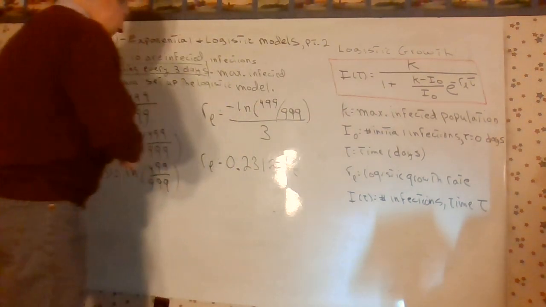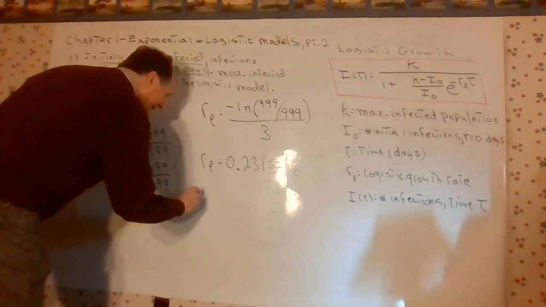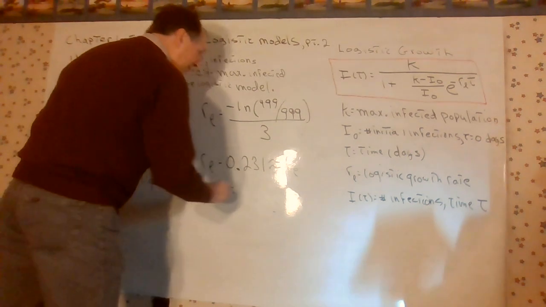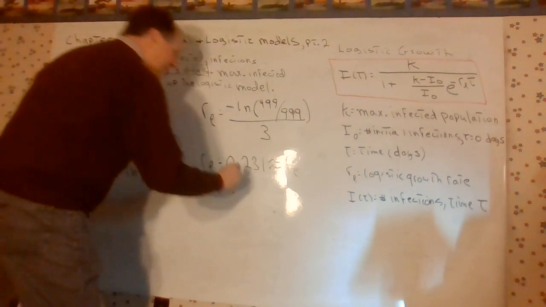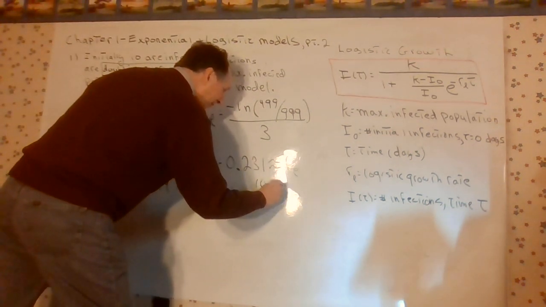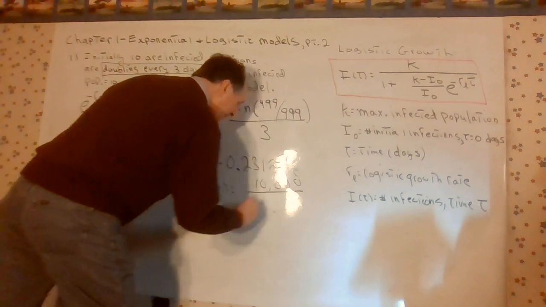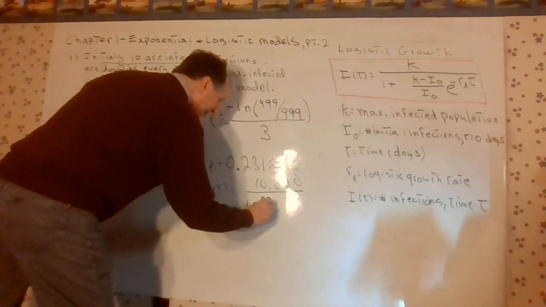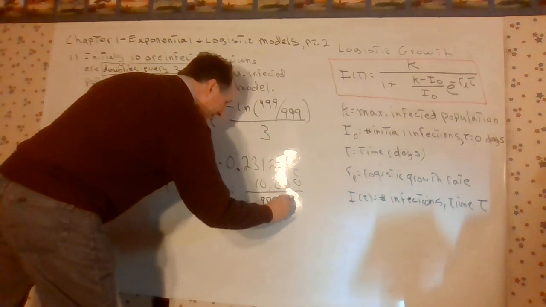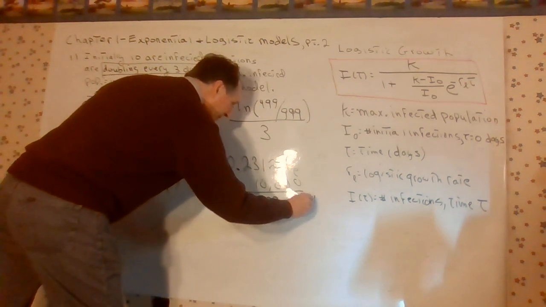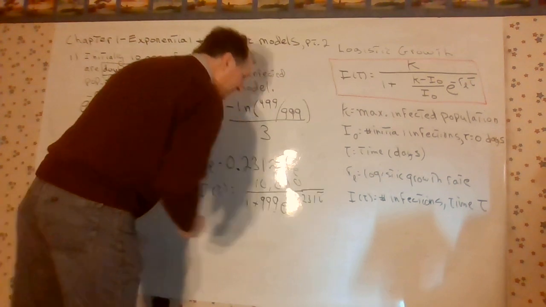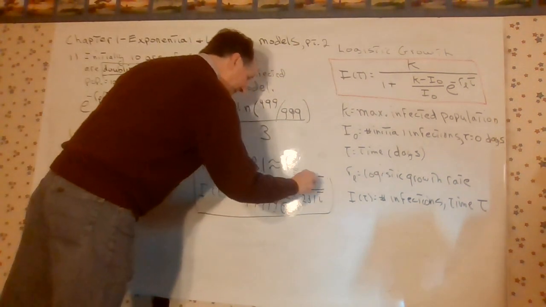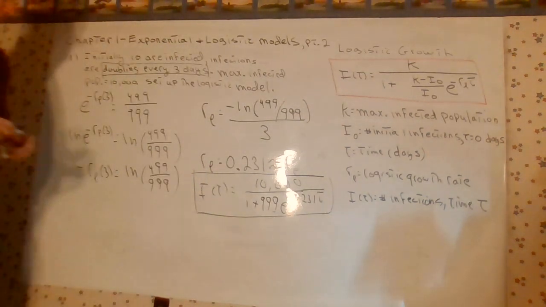We should plug back into our model. I(t) is equal to, on top is K, 10,000, over 1 plus 999 e to the negative 0.231t. And that is our model. We could use that to make predictions.